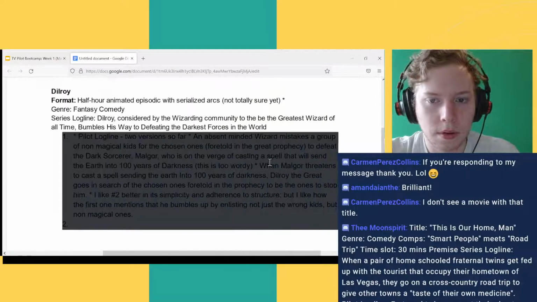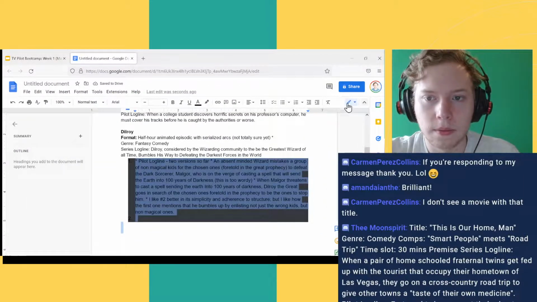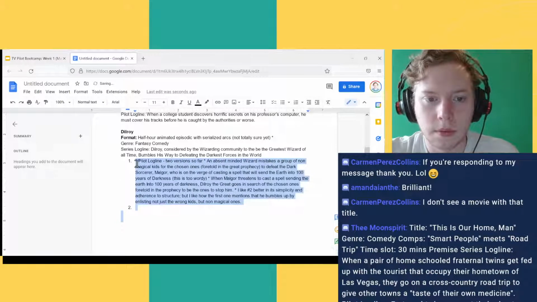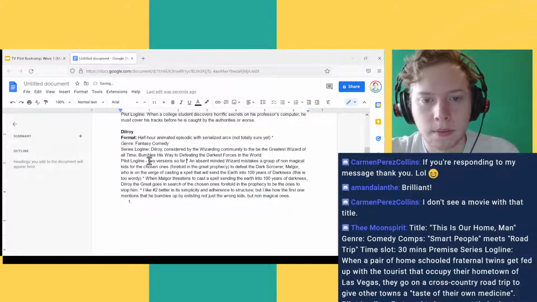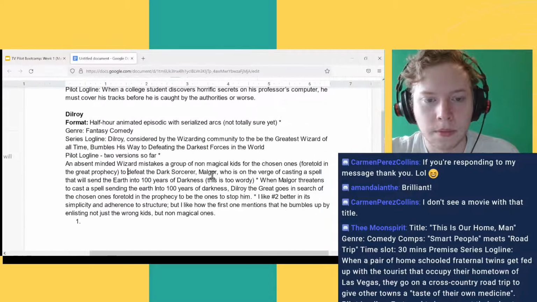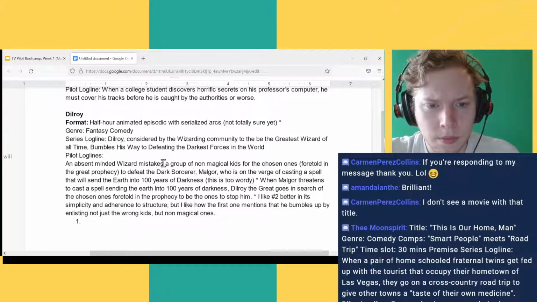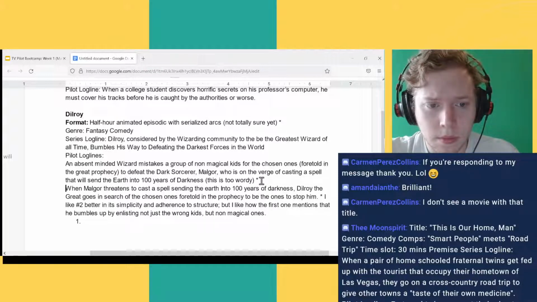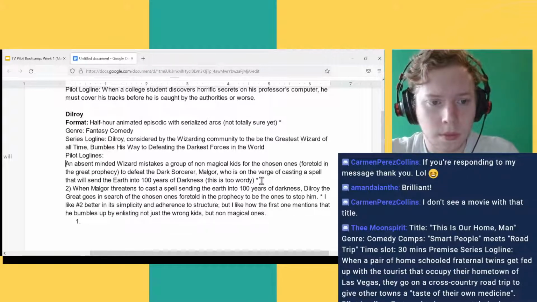And I have two versions of it. One kind of shows what the joke is, and the second one is a little more ambiguous, and I'm not really sure. So the first one is: an absent-minded wizard mistakes a group of non-magical kids for the chosen ones to defeat the dark sorcerer Malgor, who is on the verge of casting a spell that will send the earth into 100 years of darkness. That's a little wordy. I know it could be shortened.